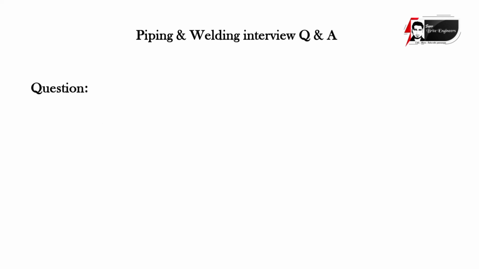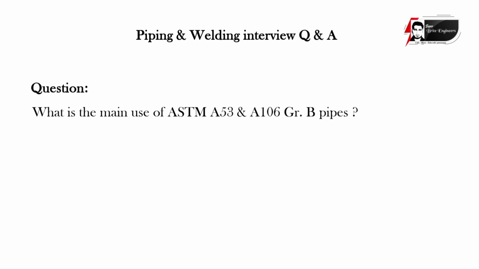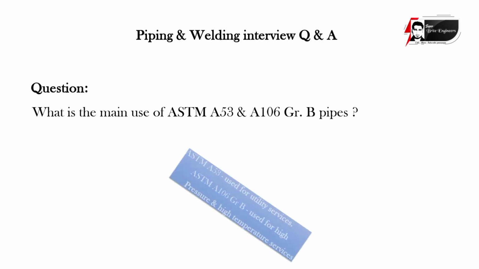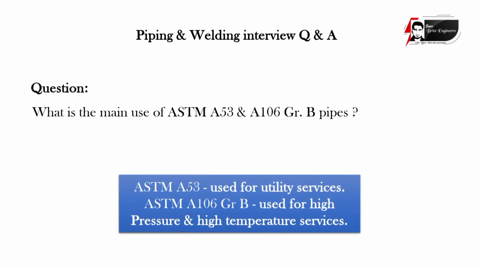What is the main use of the ASTM A53 and A106 grade B pipes? ASTM A53 is used for utility service. ASTM A106 grade B is used for high pressure and high temperature service.